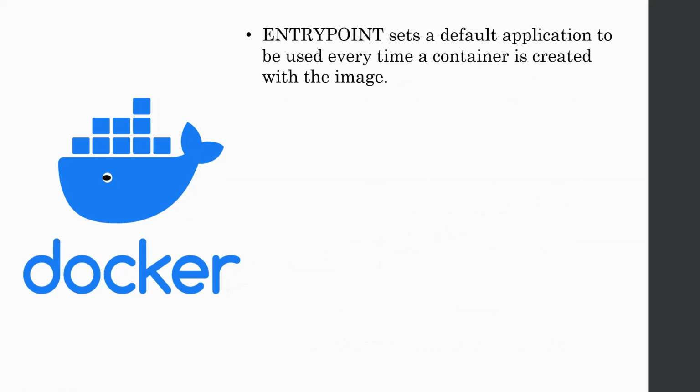Okay, an entry point sets a default application to be used every time a container is created with the image. So in this example, the .NET command is always associated with the DLL, which is Blazor server with docker.dll. This is a web app which is named Blazor server with Docker, and it creates the DLL when the release version is built.